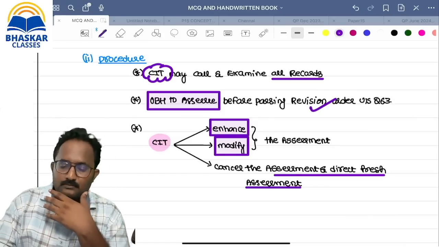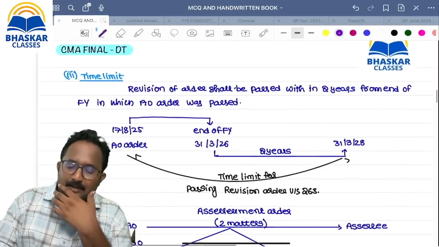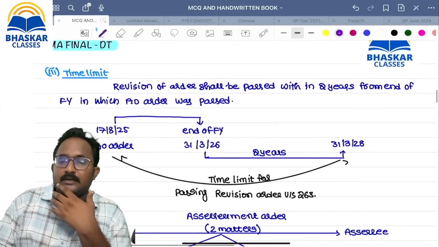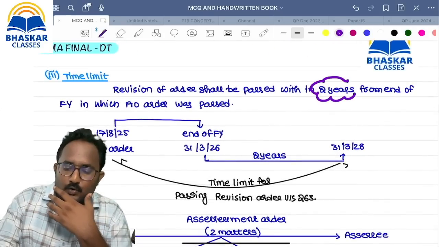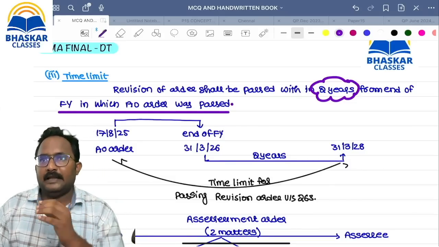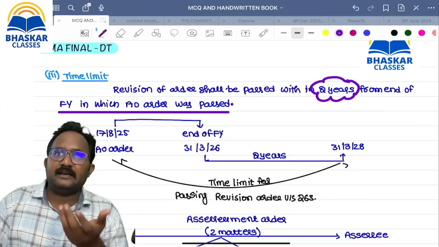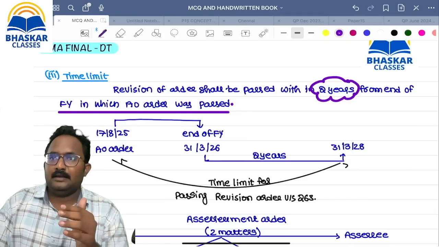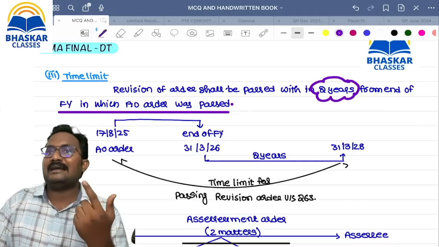Now, next, ma. What is the time limit for passing the order? Important, ma? Within how many years, ma? 2 years from the end of the financial year in which the AO order was passed. Sir, AO passed an order against the department, from that date, year ending, within 2 years. Who can revise this order, ma?